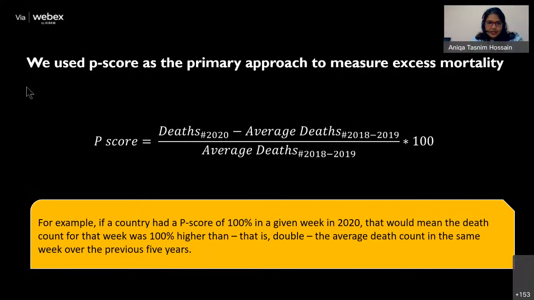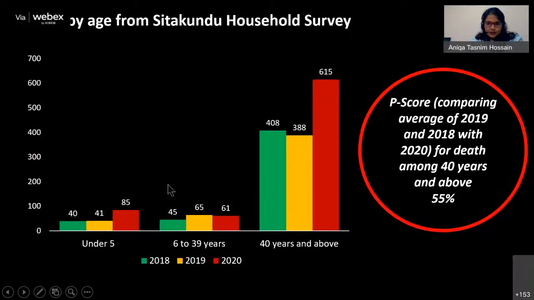So primarily, we use the P-score as a measure of excess mortality, which is basically comparing the average deaths of 2018 and 19 with the number of deaths in 2020. So this is the finding from the household survey, and this has not been widely shared yet in Bangladesh. So we are still trying to figure out an optimum, a robust way to interpret this data.